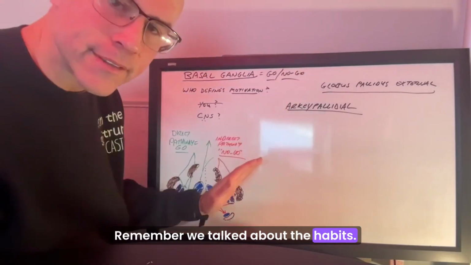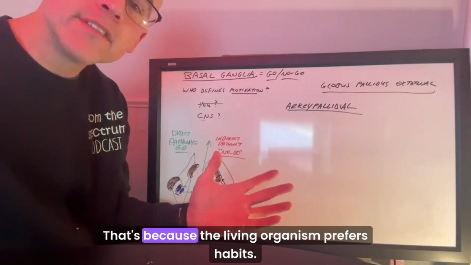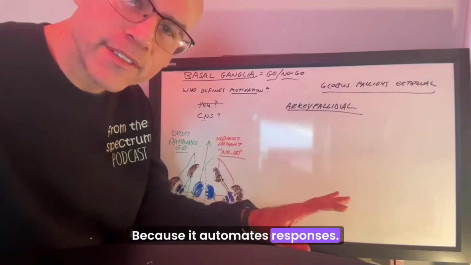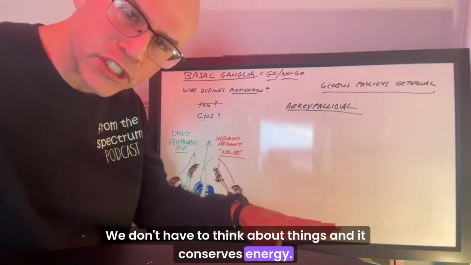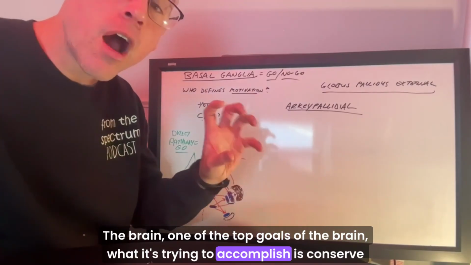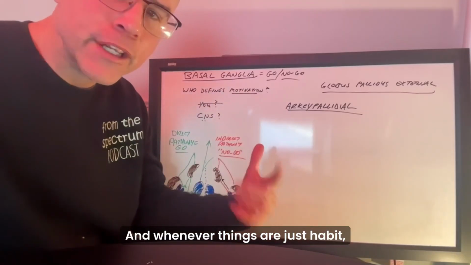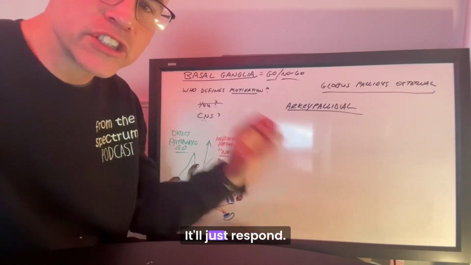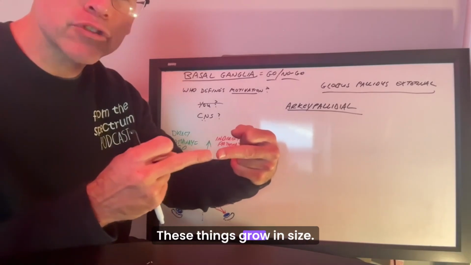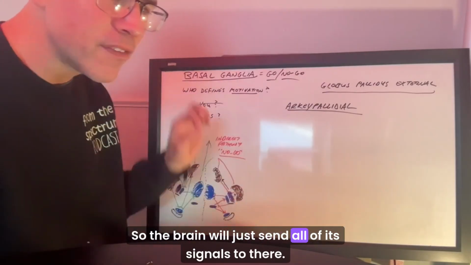Remember, we talked about the habits. A lot of habits are here, especially laterally. That's because the living organism prefers habits. Why? Because it automates responses. We don't have to think about things, and it conserves energy. One of the top goals of the brain, what it's trying to accomplish, is to conserve biological energy. And whenever things are just habit, you don't have to think about things. You don't have to work. It'll just respond. Remember those connections that are bigger. This is called morphology. These things grow in size. These bigger connections become preferred. So the brain will just send all of its signals there.